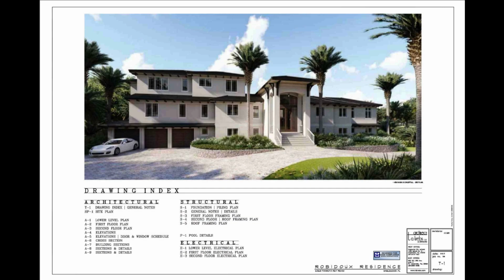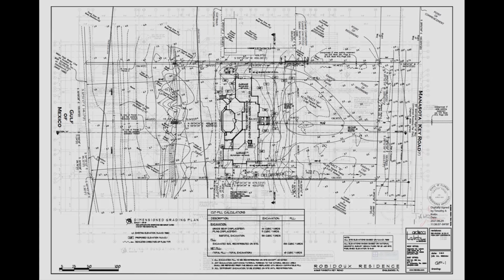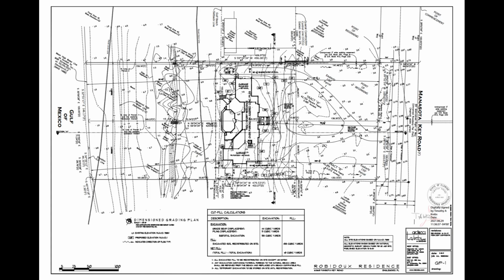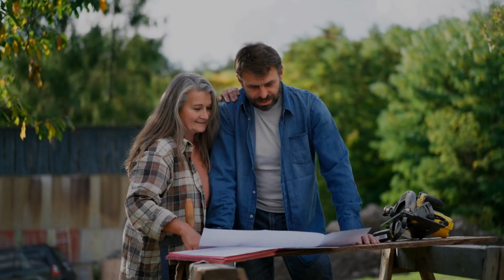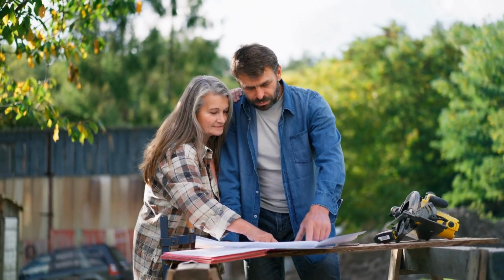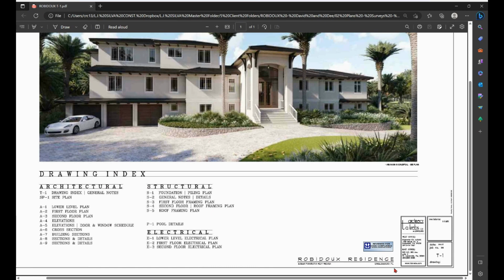Pages within a blueprint include the title sheet or T sheet, architectural sheets or A sheets, structural sheets or S sheets, grading plan or site plan titled GP, C, or SP sheets, electrical plan or E sheets. Not every set of plans will have all of these sheets, but a well-made set of plans will. Let's take a closer look at the title page.